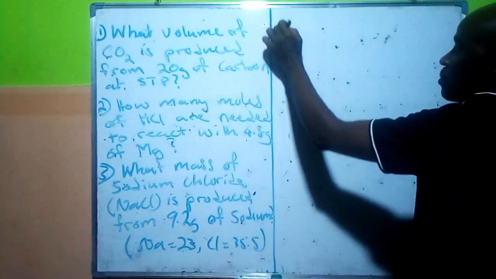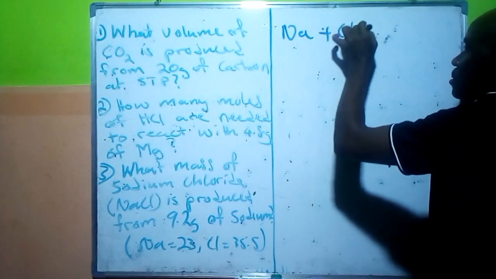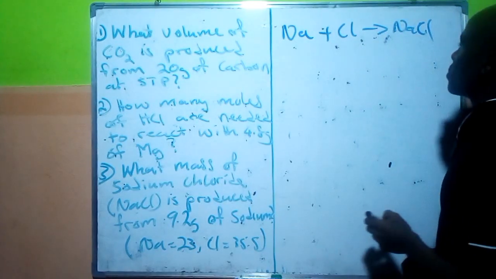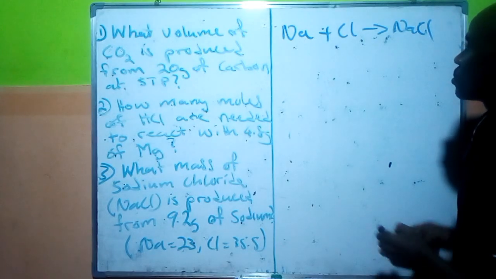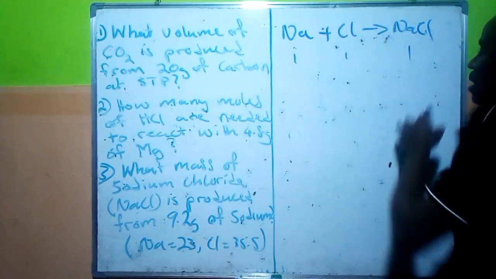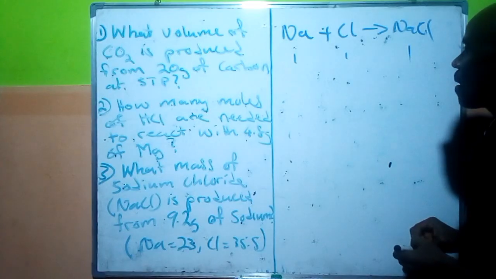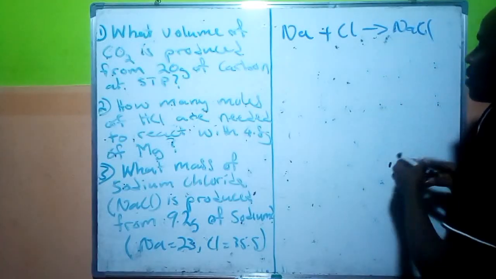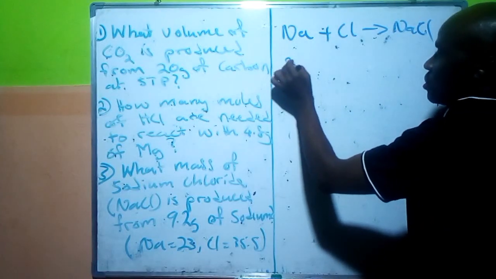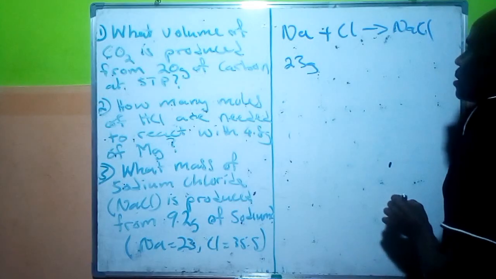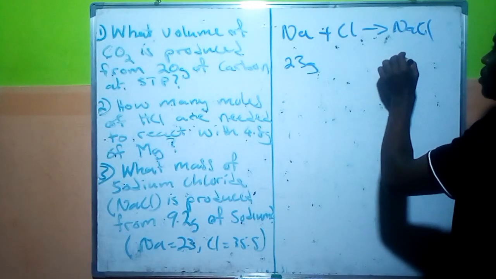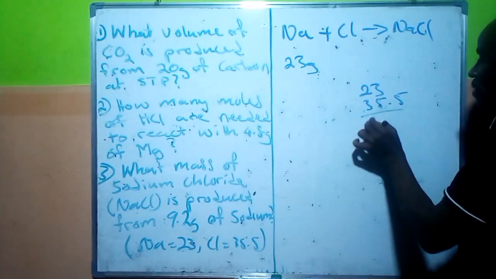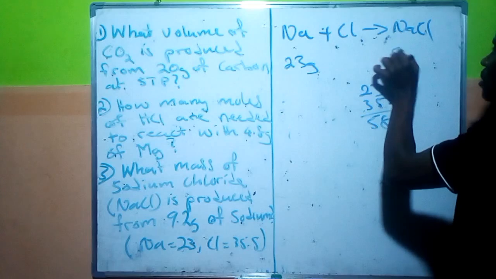Now, from a balanced chemical equation again, we know that this will react to give us sodium chloride. From the equation, we find out that they are 1, 1, 1 moles. Now, based on what we want, because we are looking for mass now, we can just skip this mole. We have sodium is 23, we can say 23 grams, and then sodium chloride will be what? 23 plus 35.5, we will have 58.5. That means here will be 58.5.